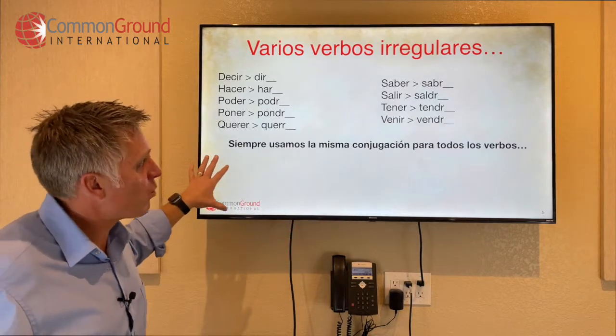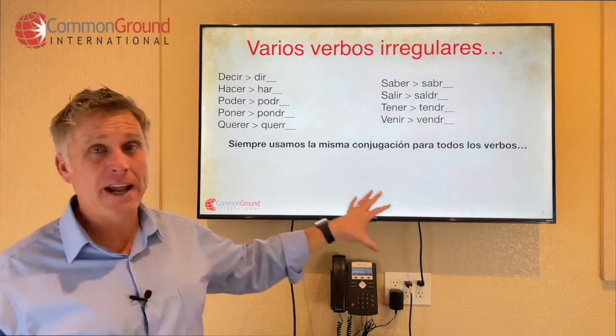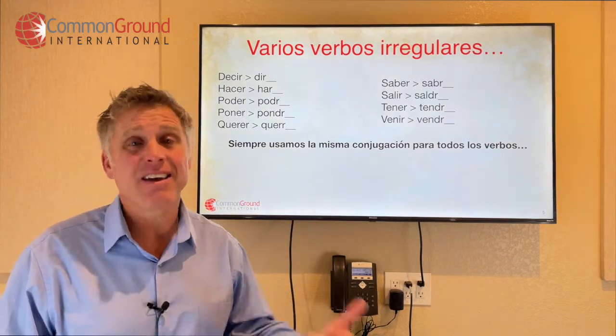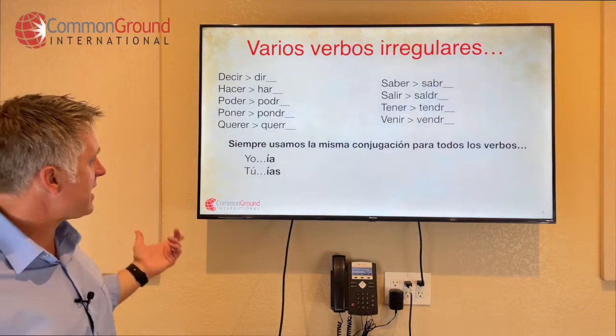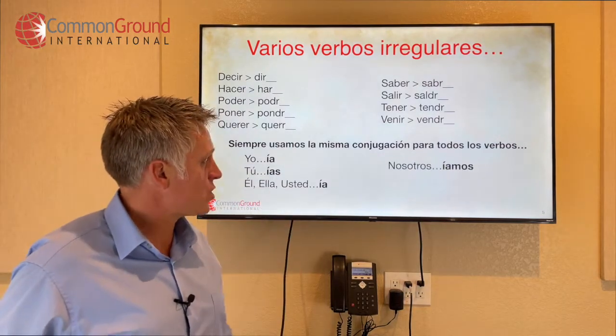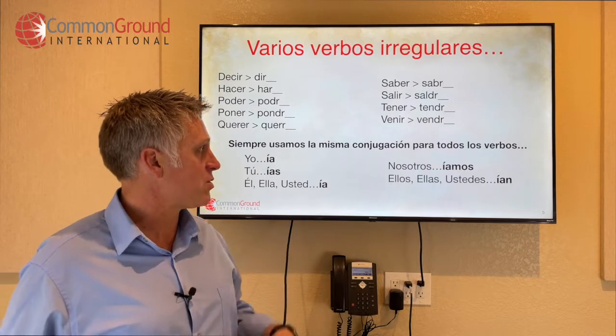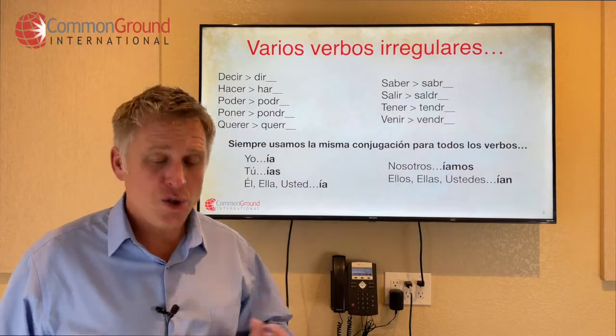And so the ending, though, that we add is always going to be that ía, ías, ía, íamos, ían. So yo gets ía, tú gets ías, ella, usted, ía, nosotros íamos, ellos, ellas, ustedes ían. Okay? Super easy to conjugate.